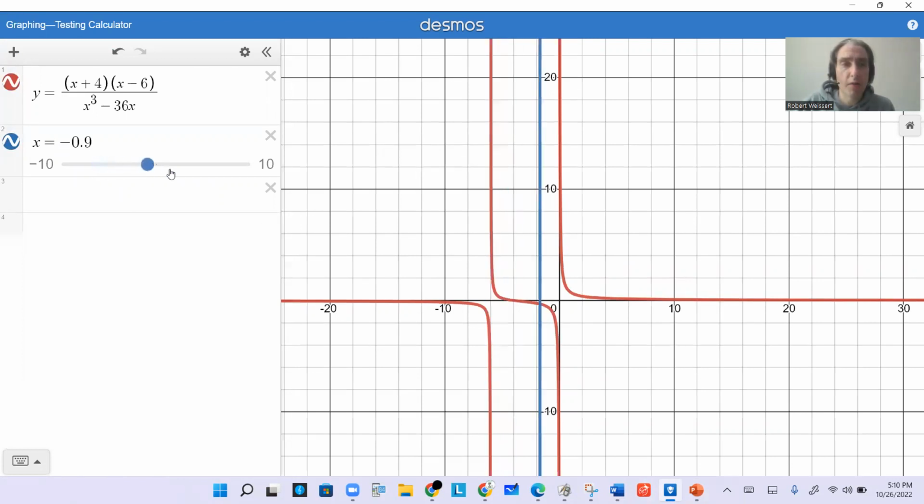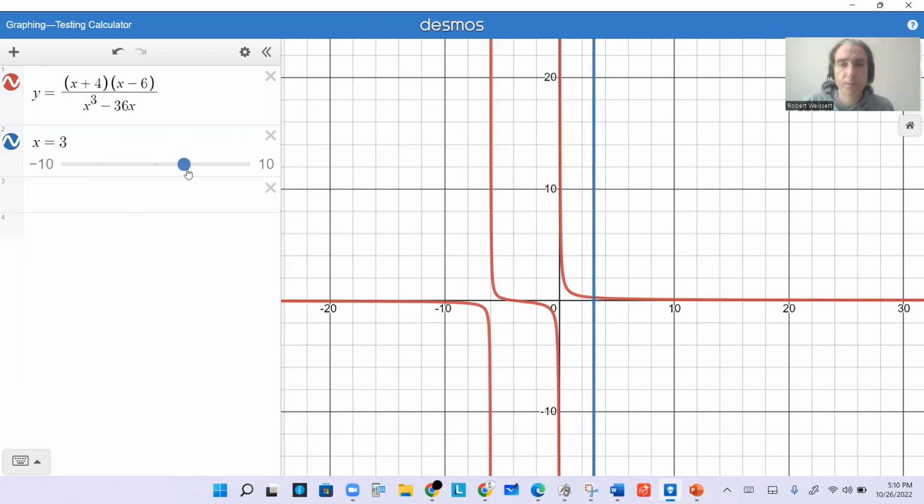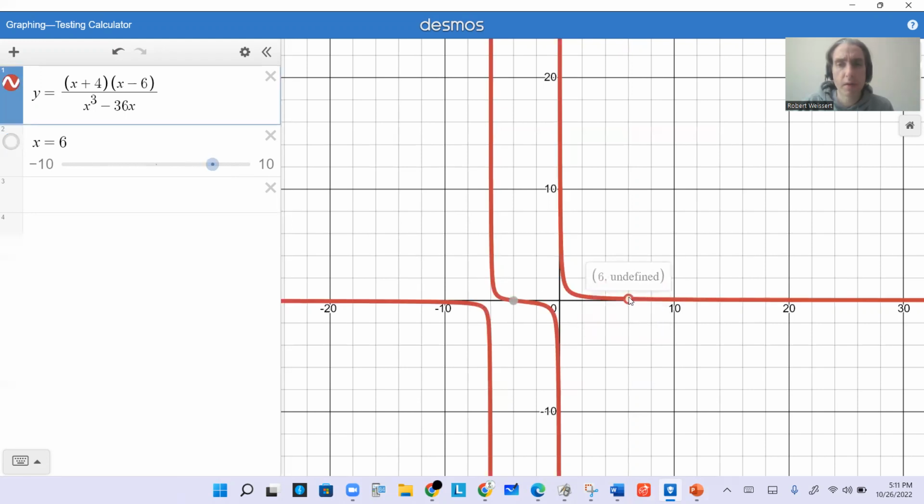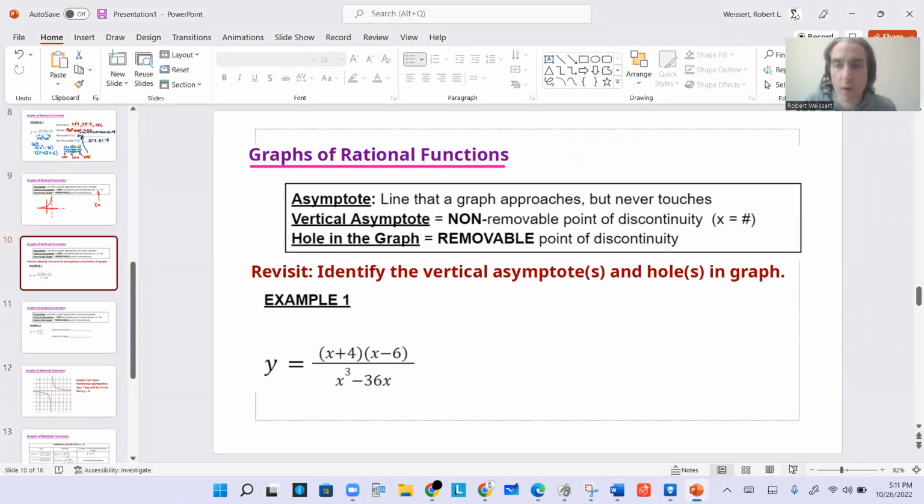Now, the other discontinuity was, I believe, 3. Or not 3, I think it was 6, wasn't it? Yeah, so let me put that over there. Now the graph seems to hit 6, but if I scroll over this, you're going to notice that 6 says undefined. There's a big open circle right there at 6. So that's a point of discontinuity too, right? So let's analyze in the context of this graph what's going on with that.